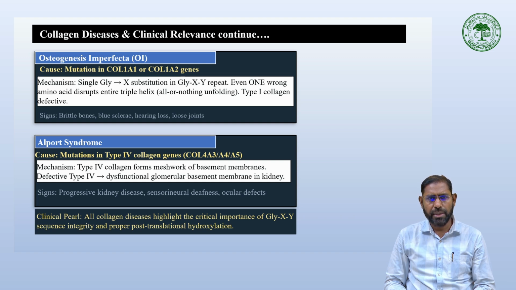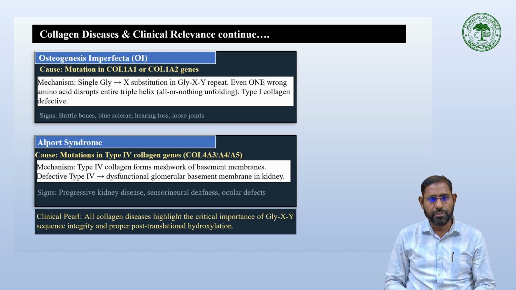Even one wrong amino acid disrupts the entire triple helix, with all-or-nothing unfolding, and type 1 collagen is defective. Signs: brittle bones, blue sclera, hearing loss, and loose joints because of osteogenesis imperfecta. It means proper genesis of the bones is not possible. That's why it's called osteogenesis imperfecta.